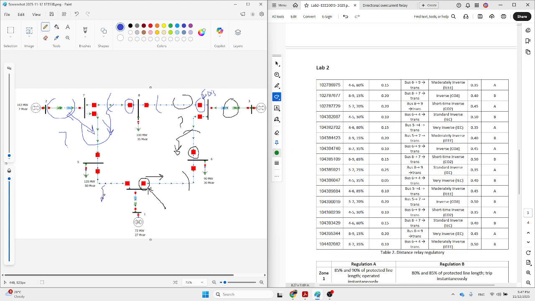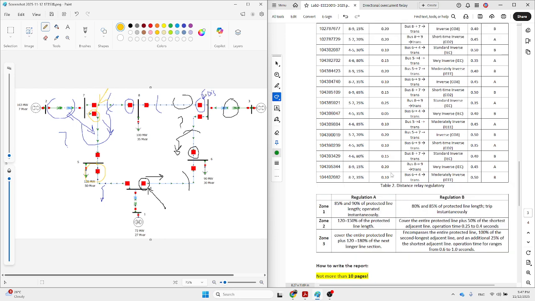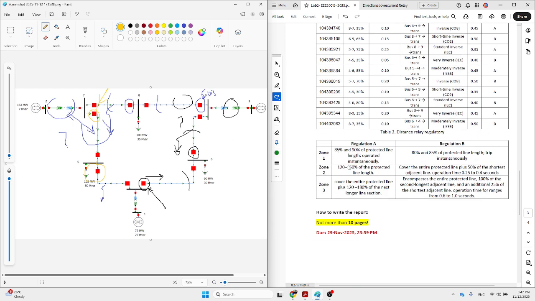For this one, on the same idea, let me change the color. I don't know which color is a good one. I think this one I prefer. One, then two. So the distance relay is placed by here. So you can see it's following the idea I will explain in the video.